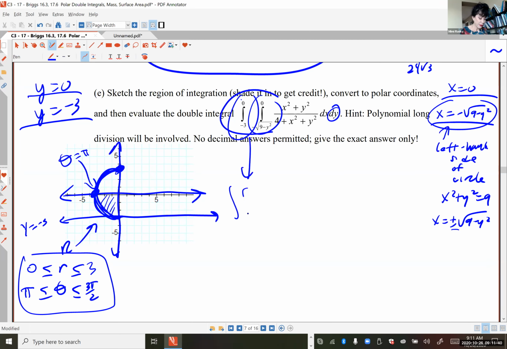So when we convert, theta goes from pi to 3 pi halves, and then r goes from 0 to 3. We're going to convert to polar. So the dx dy gets replaced with what?